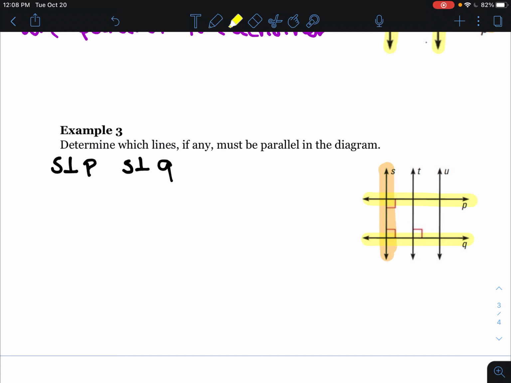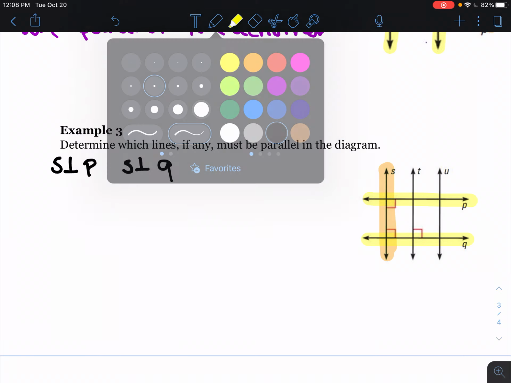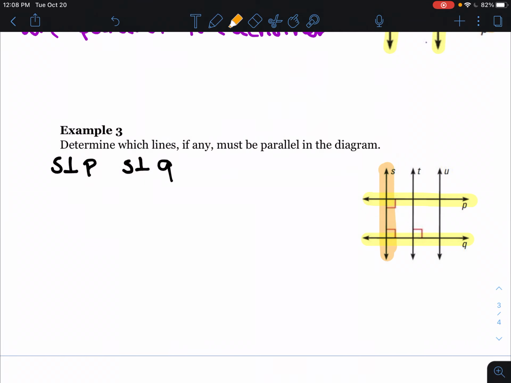What else do I know? I see T is perpendicular to Q. You see that right there? T is perpendicular to Q. All right, so if T is perpendicular to Q and S is perpendicular to Q, what does that mean about S and T? Therefore, that's what those three dots mean. Therefore, S is parallel to T. We just established that if it's perpendicular to the same line, then they must be parallel.